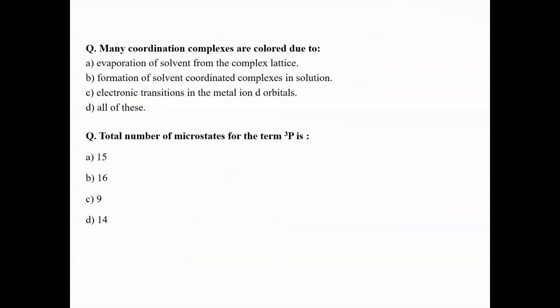The first problem of week 7: many coordination complexes are colored due to, first, evaporation of solvent from the complex lattice; second, formation of solvent coordinated complexes in solution; third, electronic transitions in metal d orbitals; or all options are correct. And the second one, you have to find the microstates for this term symbol, that is 3P. So just try to solve, and after that I will explain in detail.